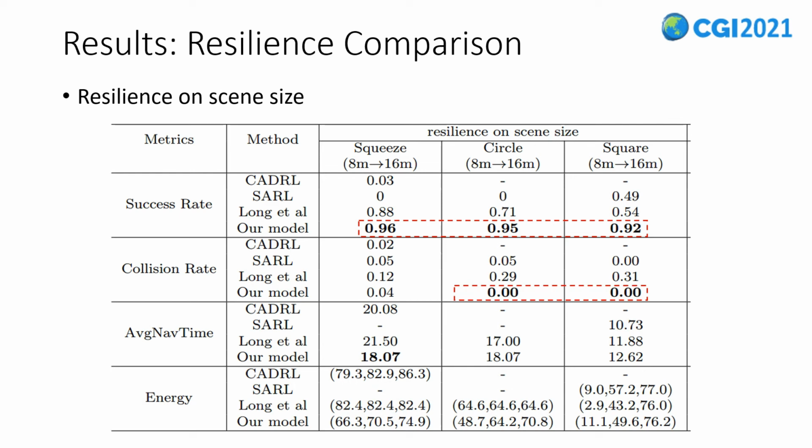As shown in the table, when the scene size increases, the success rates of Long et al. are 0.76, 0.7, and 0.53 respectively. Our method maintains the highest success rates of 0.96, 0.95, and 0.92 respectively, which are significantly higher than the value-based methods. However, as the complexity of the scene increases, the method of Long et al. will lead to a higher collision rate, while our method still maintains a very low collision rate.